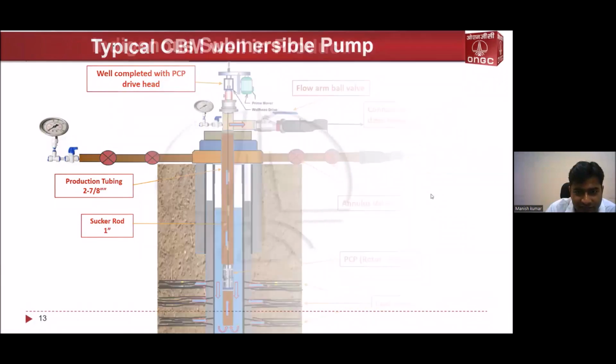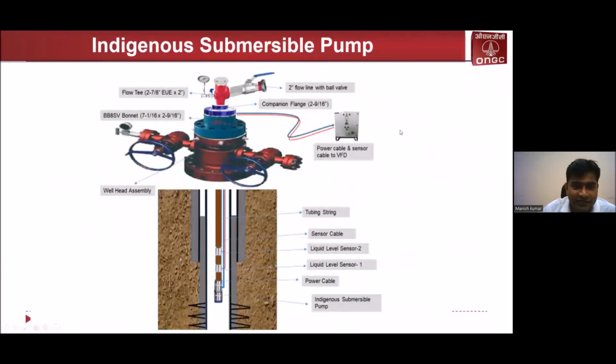So with this, I would also like to give emphasis on one of our new initiatives, that is the indigenous submersible pump, which is available locally in India, and it is being used. Although submersible pumps are being used in CBM wells for dewatering, these indigenous submersible pumps are very cheap, and we have lowered one in one of our wells for testing at a shallow depth of around 500 meters.